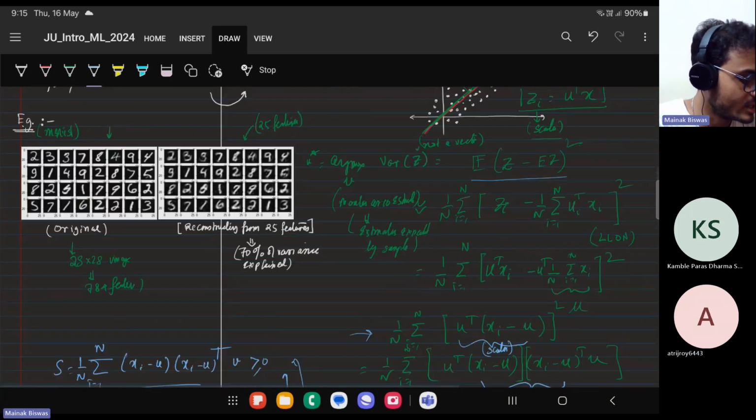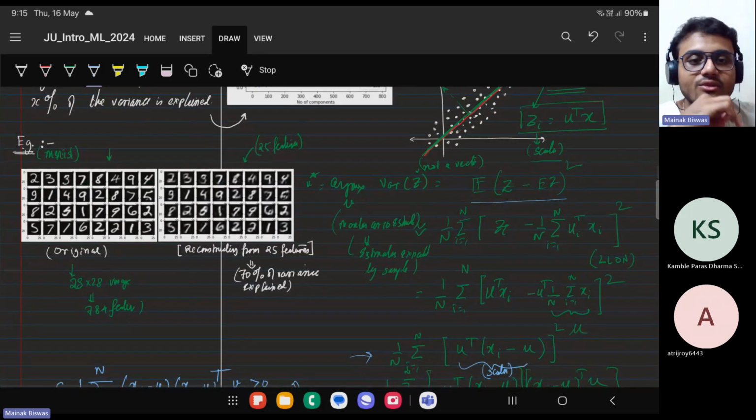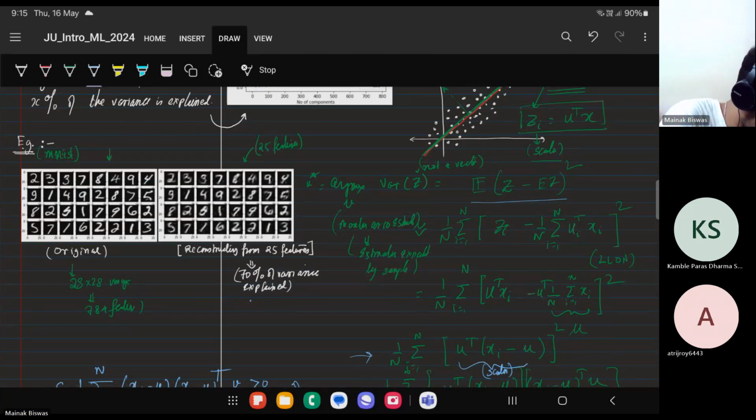Now, where is it useful? Now, here is the algorithm. So I told you 25 features. I did exactly this. I did PCA to convert it into the first 25 dimensions, right? And then I took the inverse transform of the first 25 dimensions onto the original space. And this is the reconstruction I get. Clear?